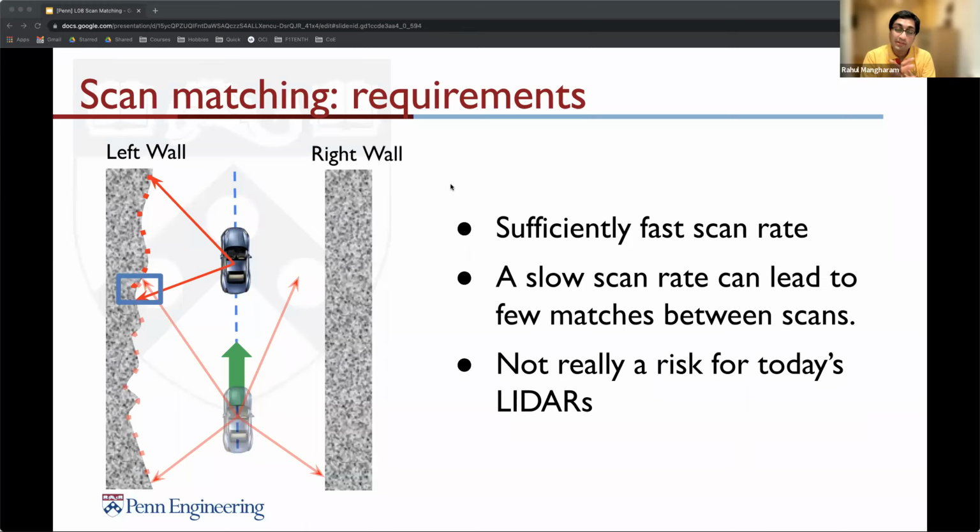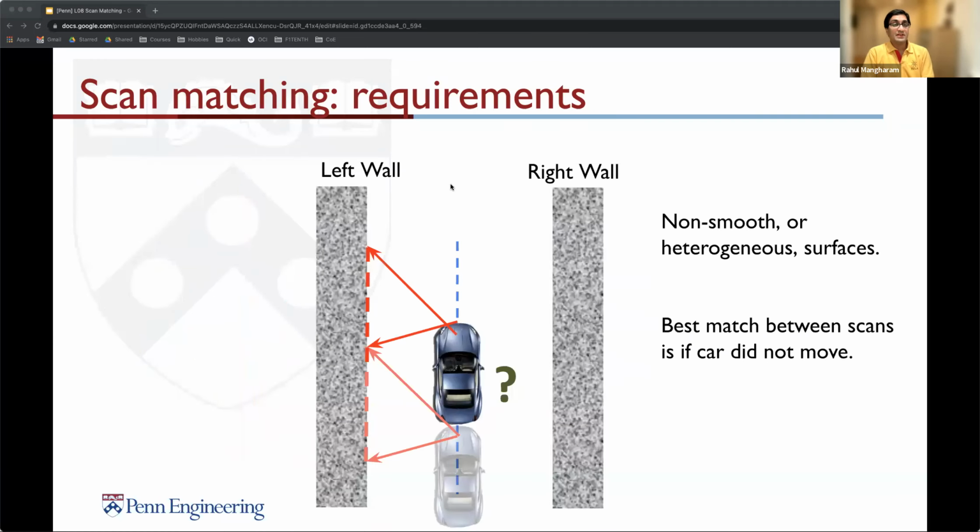For example, in the high-speed Indy autonomous racing competition, there seems to be a slight lag in some of the LiDAR scans because the cars are driving over 180 kilometers per hour. That's just an anecdote, but for the LiDARs that we have today, it's not a big issue.